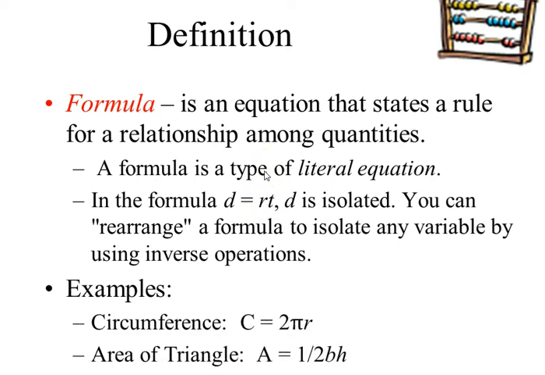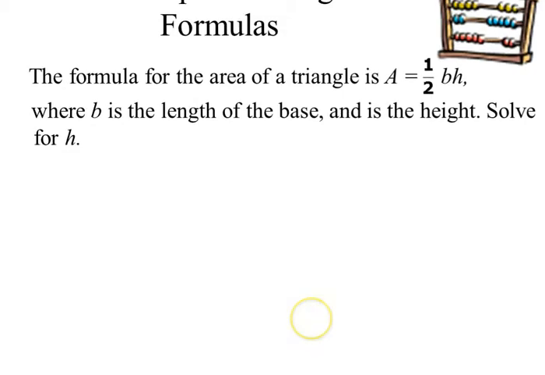And here is another example of a formula. The circumference of a circle is equal to 2 pi r, and the area of a triangle is equal to half of the base times height. Alright, so here let's go ahead and do some examples.